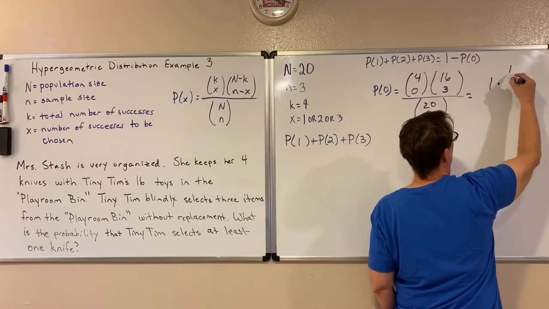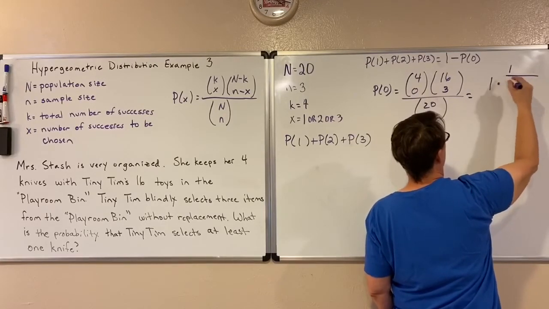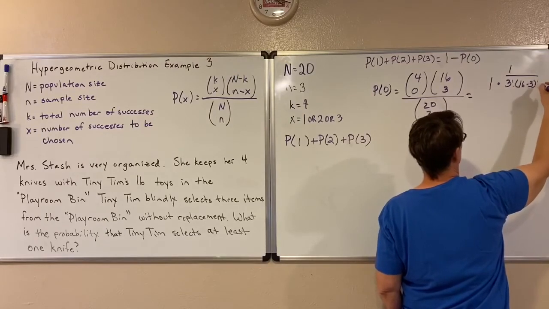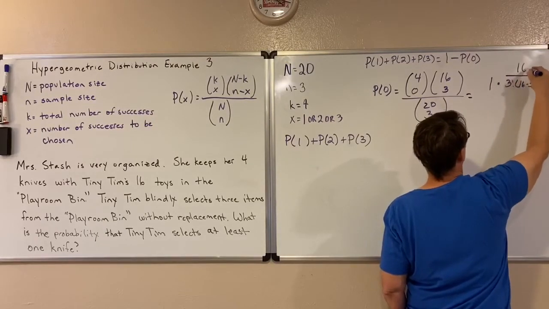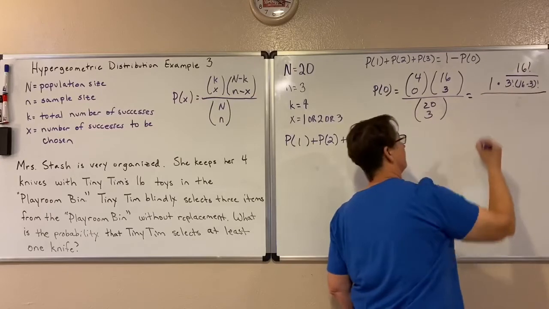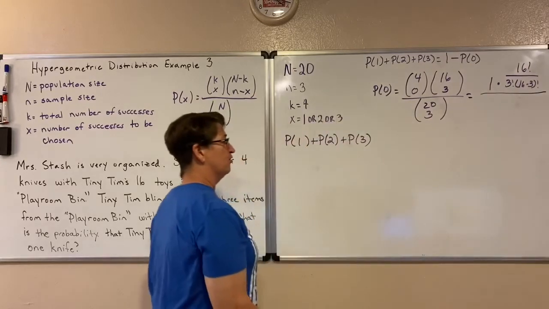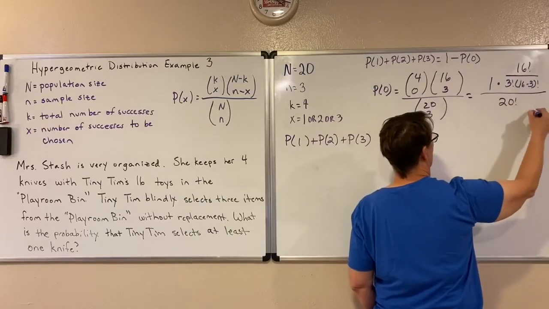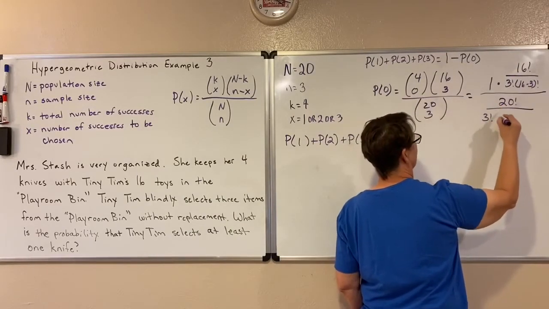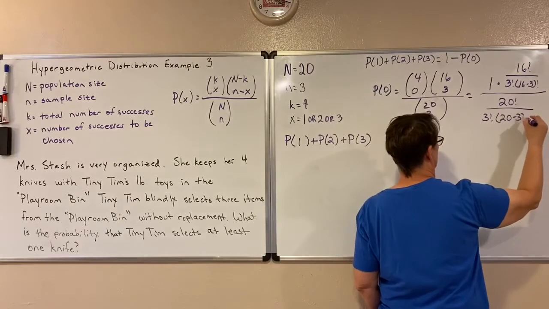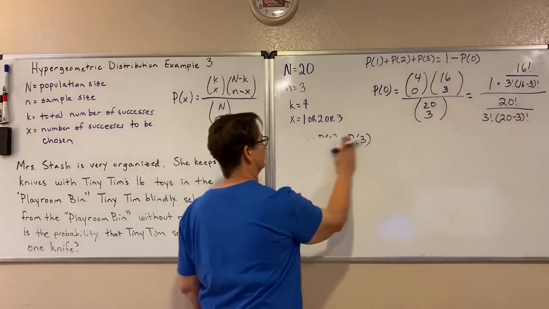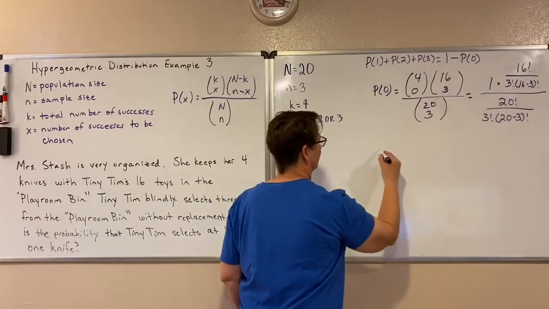So I have on bottom, I'm going to have 3 factorial and 16 minus 3 factorial. And on top, I'm going to have 16 factorial. Then in the denominator, I'm doing 20 choose 3. So 20 factorial over 3 factorial times 20 minus 3 factorial. Now it's just a matter of doing some arithmetic. Let me do that for you.